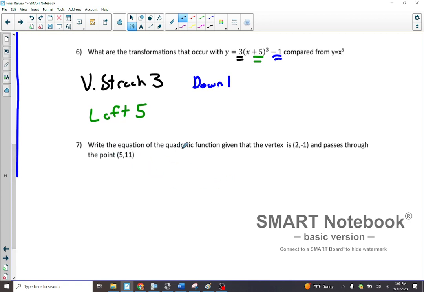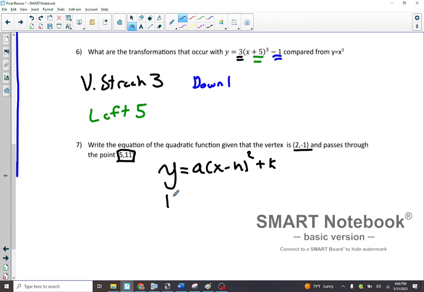Over here, write the equation of your quadratic function that has this vertex and passes through this point. So we know the vertex should be 2, comma negative 1, and it should pass through 5, comma 11. So usually I have my vertex form as y equals a, x minus h squared plus k. Remember, h and k is your vertex, and x and y is a particular point.